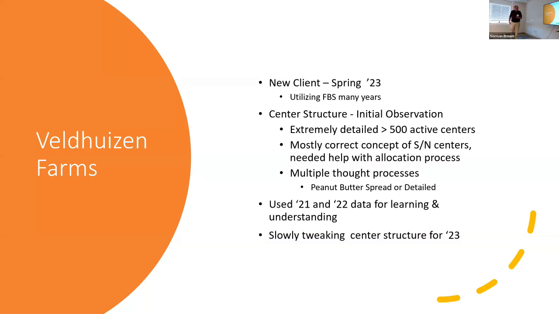So the way we started, we did the best we could with 21 and 22 data, and then that allowed us to make some changes for 23. And we're slowly making center changes as we go through there.